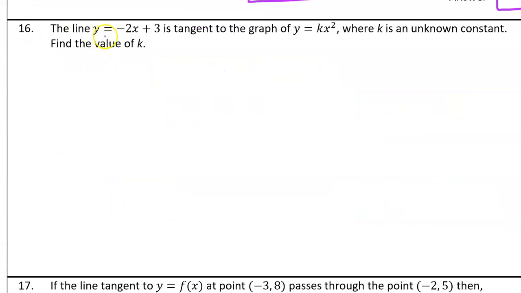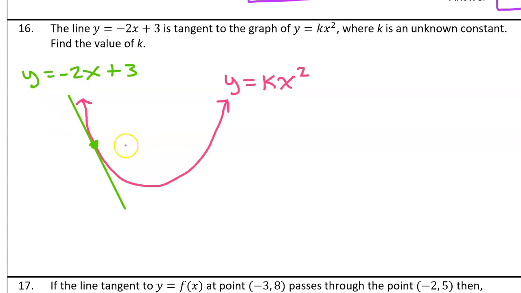Number 16. The line y equals negative 2x plus 3 is tangent to the graph of y equals kx squared, where k is an unknown constant. Find the value of k. Here's a visual of what we're talking about. If we pick the k value right, then this red function is going to have this green line as a tangent line.